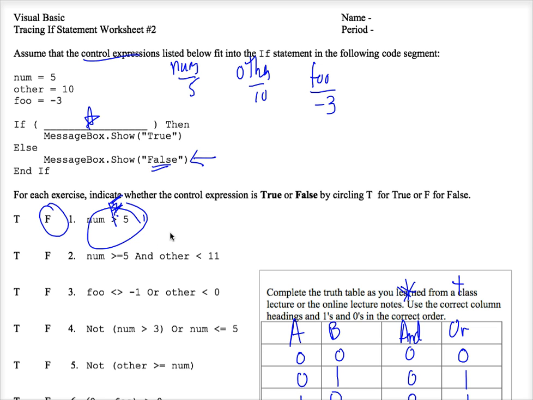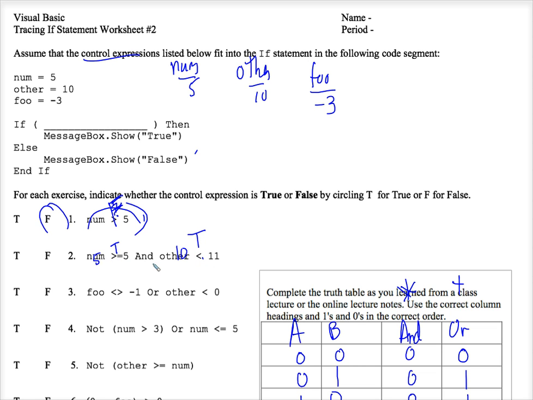Now number 2, hopefully we get a different answer here so that I can make my point. In number 2, if you fill in the blank with the control expression, you have the question: if num greater than or equal to 5. Well, num is 5, and 5 is greater than or equal to 5, so this is a little mini true. But we have to do the other half of the and: other less than 11. Other is currently 10. Is 10 less than 11? Yeah, true. So 5 is indeed greater than or equal to 5, that's true. 10 is indeed less than 11, that's true.